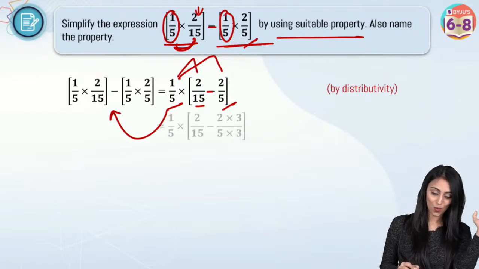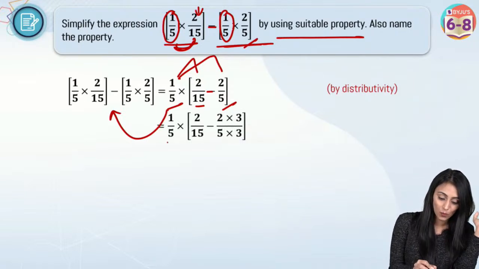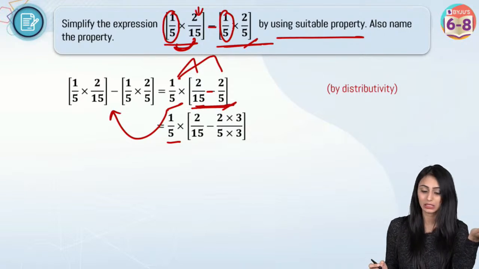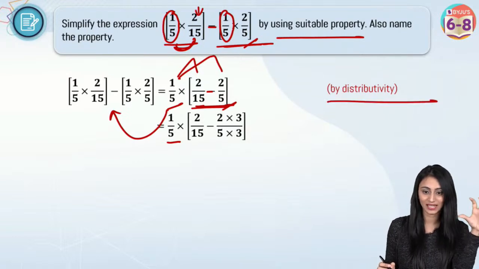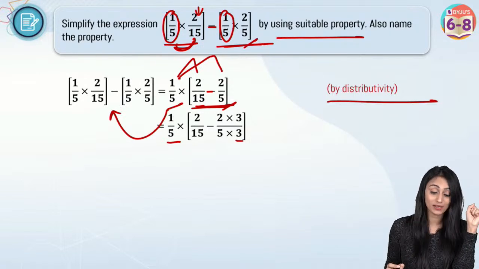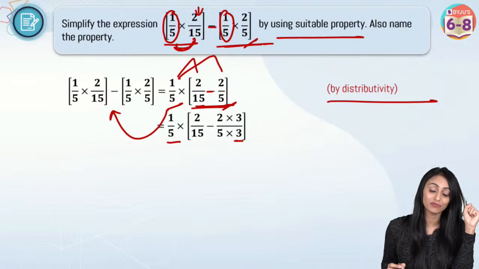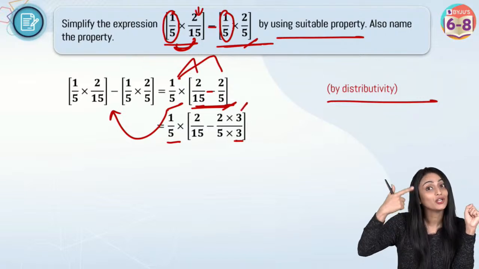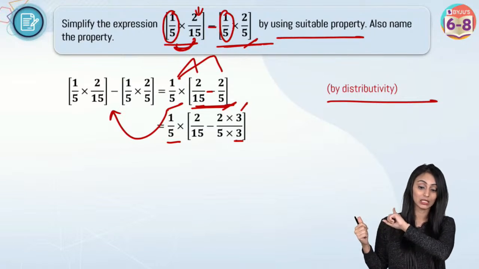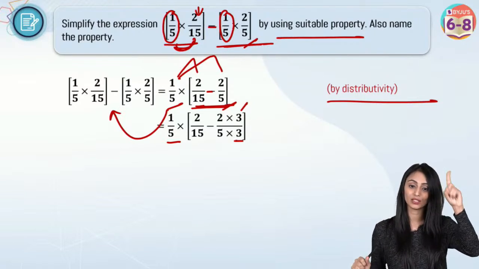Wow. So here 1 by 5 is as it is. Now, how would you simplify this? You would say, ma'am, it's simple, we will make the denominator same. It is distributivity. So here, I'm making the denominator same. I'm multiplying this by 3 to make it 15, so I'll multiply with 3 in the numerator also. Since I've multiplied by 3 in the denominator, that's the reason I'm multiplying by 3 in the numerator as well.